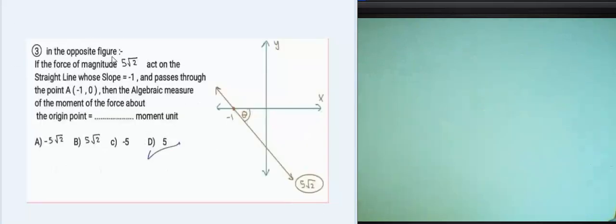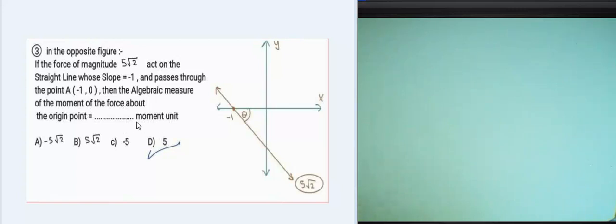Question 3. In the opposite figure, a force of magnitude 5 root 2 acts on a straight line whose slope is negative 1 and passes through the point (negative 1, 0). Then the algebraic measure of the moment of the force about the origin point equals what, in moment units?